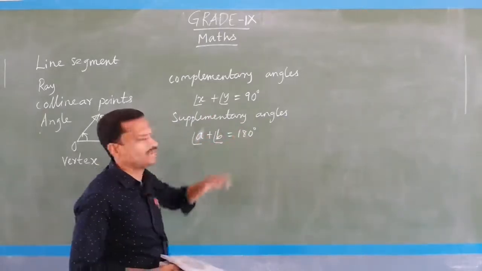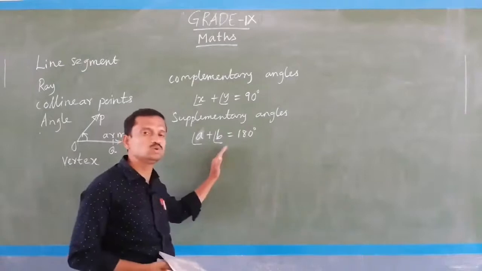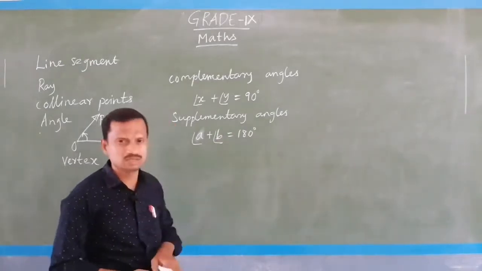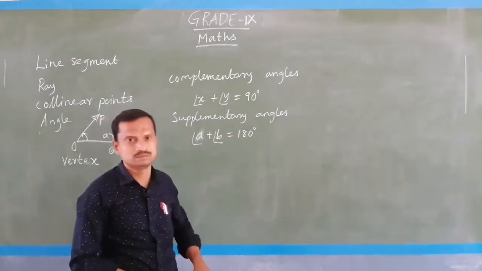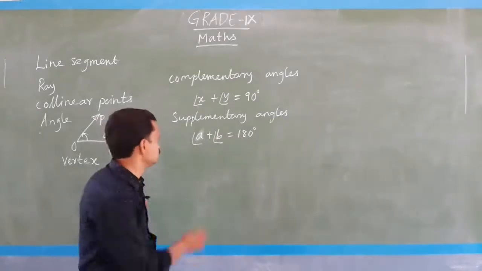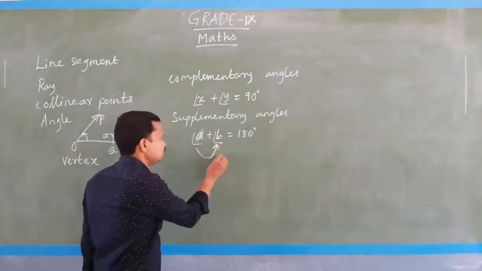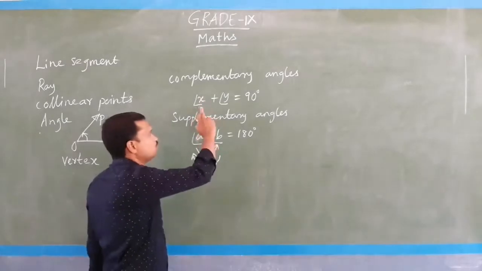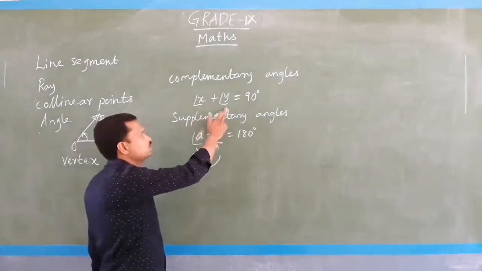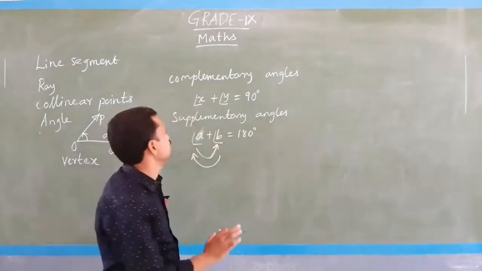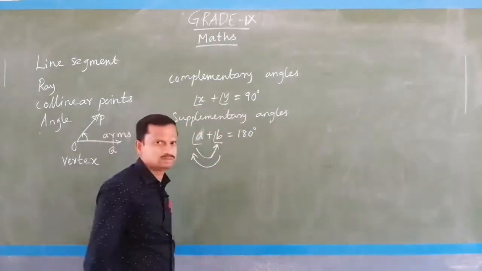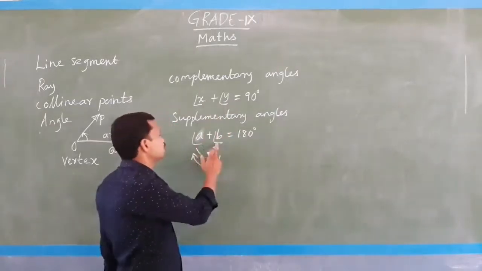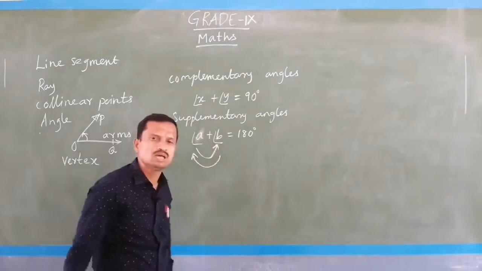And supplementary angles means if two angles whose sum is 180 degrees, then they are called supplementary angles, and we can say they are supplement to each other. So, A is supplement to B and B is supplement to A. Like that here also, X is complement to Y and Y is complement to X. So, like that we can say the complementary angles and supplementary angles. If two angles whose sum is 90 degrees, then they are called complementary angles, and two angles whose sum is 180 degrees, then they are called supplementary angles.